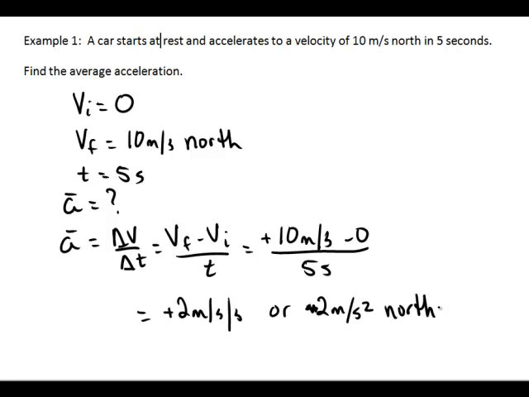Now, if we think about what this plus 2 meters per second squared means, the velocity is changing by plus 2 meters per second every second that passes. So if it starts at rest, its initial velocity is 0. After 1 second, it'd be going 2 meters per second. After 2 seconds, 4 meters per second. After 3 seconds, 6 meters per second, etc. So we get our final answer is 2 meters per second squared north.